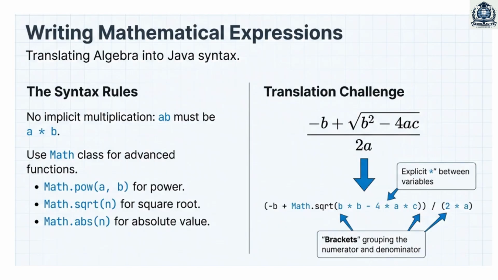Java requires explicit operators, so write a times b instead of a b, and use the Math class, Math.sqrt, Math.pow, Math.abs for complex calculations. Always group expressions with brackets and respect precedence. Sloppy translation from algebra is a guaranteed way to get wrong answers.